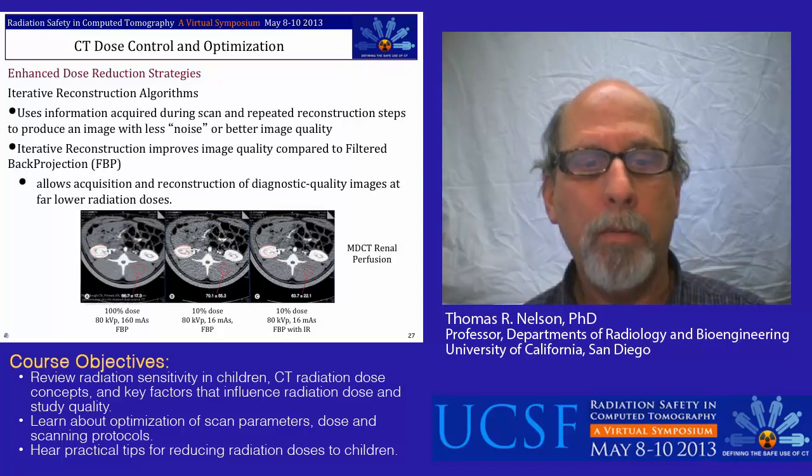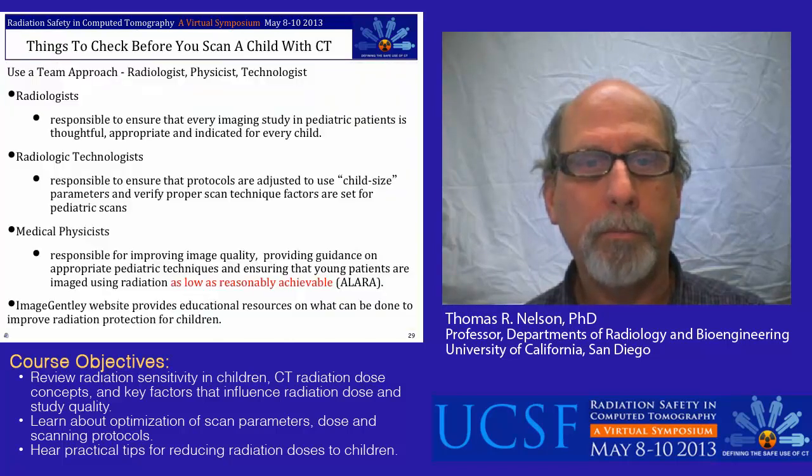The lower left image shows a standard dose of 160 mAs for a renal perfusion study. The center image shows the same study but with 10% of that dose, or 16 mAs. That's very noisy and difficult to interpret. The lower right image shows the lower dose after iterative reconstruction, which has now produced a diagnostic quality image.